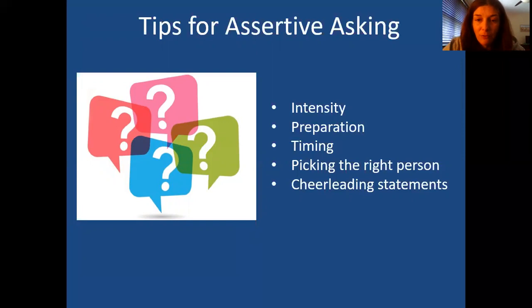And finally, if you're a little hesitant about asking, you could certainly try to boost yourself up by using positive self-talk, which DBT likes to call cheerleading statements. So you could imagine your inner cheerleader saying, come on, you could do this, okay? Or other kinds of cheerleading statements to overcome your anxieties. All right, so that was for that presentation.